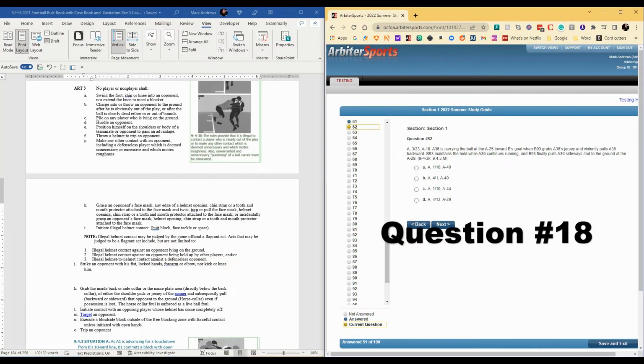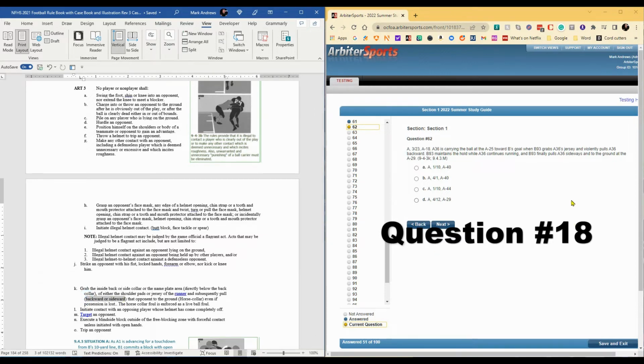All right, question 62. Still with horse collars. A, 3rd and 23 at the A18. A36 is carrying the ball at the A25 towards B's goal line. Does this sound familiar? When B93 grabs A36's jersey and violently pulls A36 backward. B93 maintains the hold while A36 continues running, and B93 finally pulls A36 sideways into the ground at the A29.